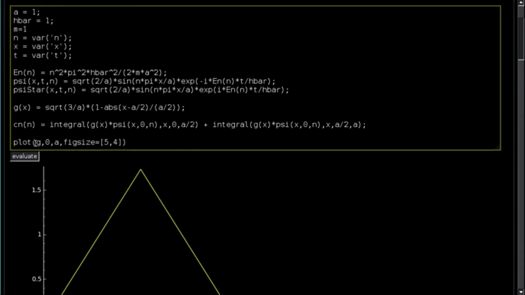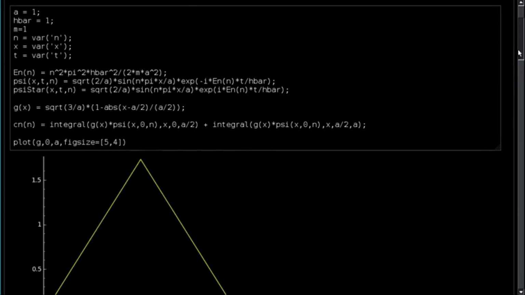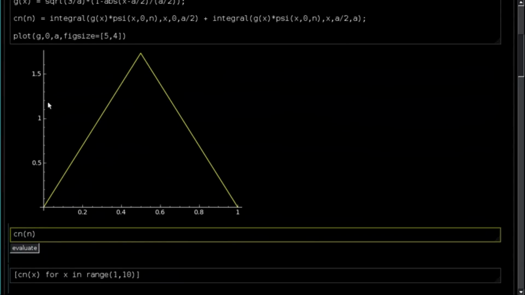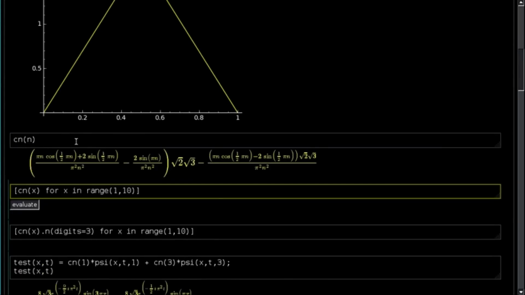But given all this, I can plot, for instance, g, and if I click evaluate here, momentarily a plot appears. This is the plot of g of x as a function of x. Now I defined a to be equal to 1, so we're just going from 0 to 1. This is that tent function I mentioned.